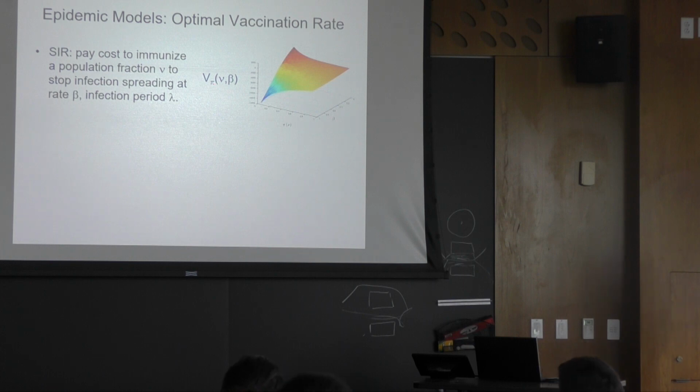Okay, I can again solve for the value function as a function of nu, which is my policy parameter, how many people do I inoculate or immunize, and beta, the infection rate. This is kind of a cool result. It takes a little while to stare at these functions, but if you stare at them for a long time, you see some interesting results.